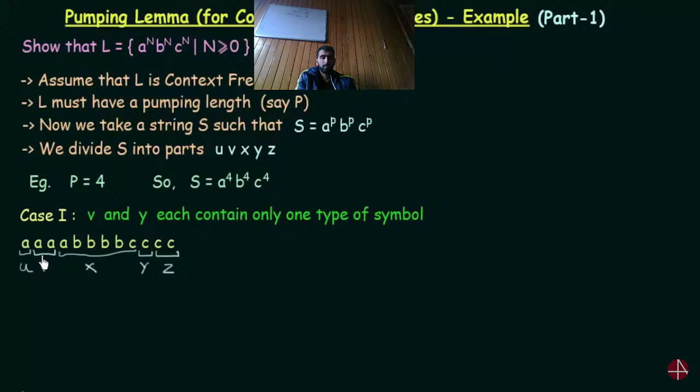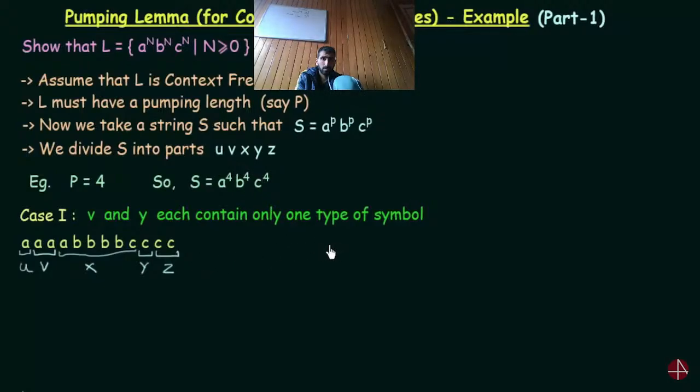So where is my V? This is my V, and V contains only A, the same kind of symbols. And what about Y? Y also contains only one kind of symbol, which is C. So each V and Y contains only one type of symbol. So that is one case, or one way in which you can divide it into parts u, v, x, y, and z.